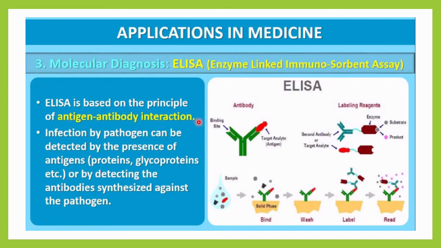Nowadays you have heard about that. For corona testing, for corona diagnosis also, an antigen method is there, an antibody method is there, that is called rapid testing. These rapid tests based on antigens and antibodies are based on the ELISA technique. In this case, infection by a pathogen can be detected by the presence of antigen. You know very well an infectious particle is called an antigen. That may be a protein, maybe a glycoprotein, etc.